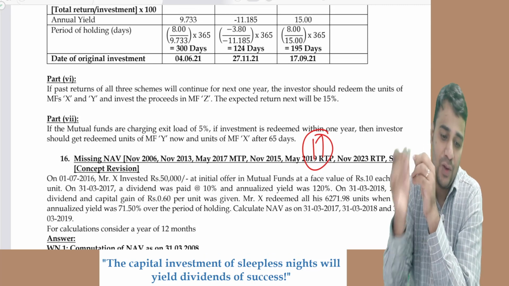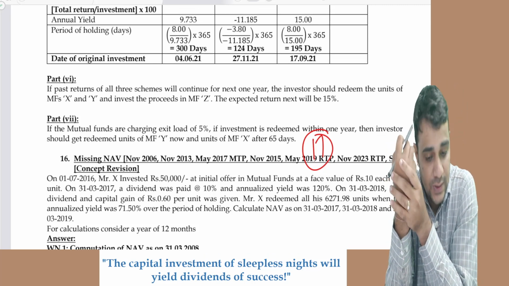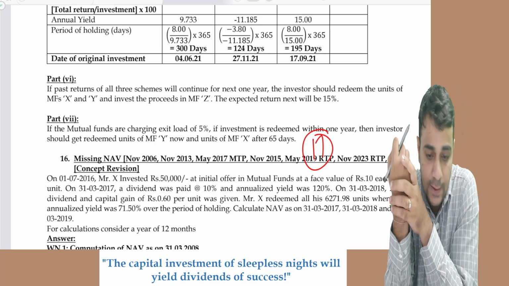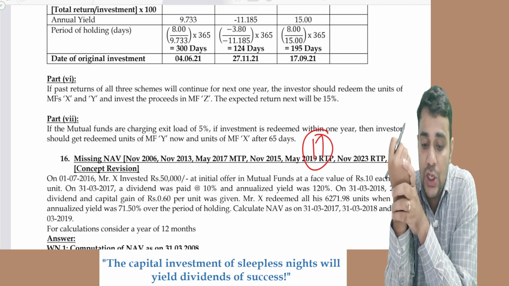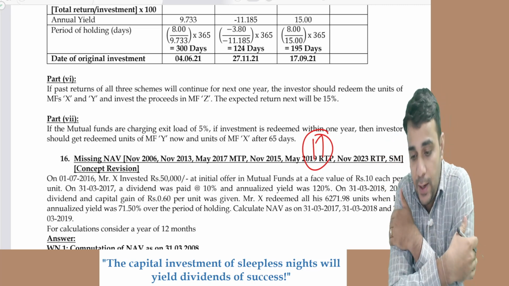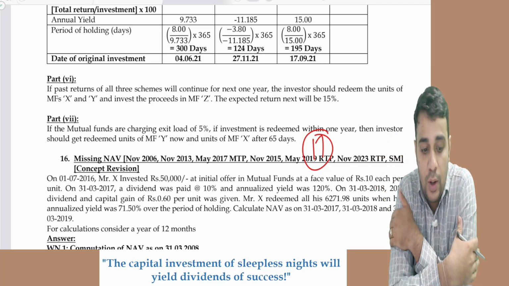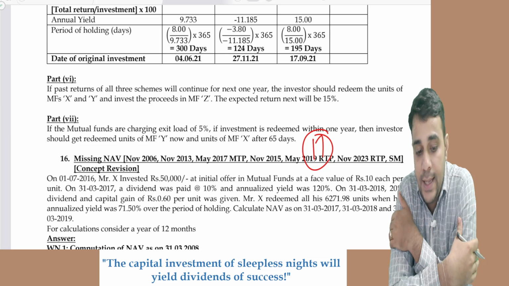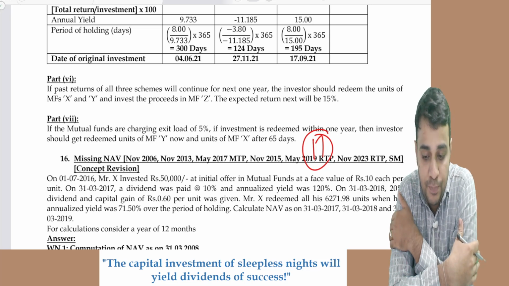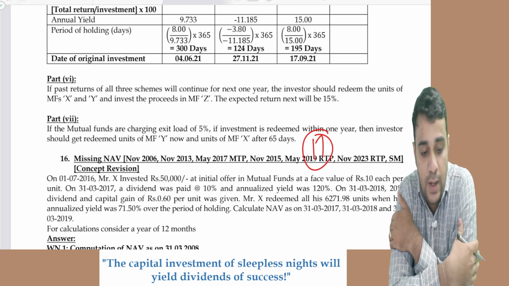Question 16. On 1/7/2016, Mr. X invested 50,000 at initial offer in a mutual fund at a face value of 10 per unit. On 31/3/2017, dividend was paid at 10%. Annualized yield was 120%. On 31/3/2018, 20% dividend and capital gain was given. Mr. X redeemed all his 627198 units when his annualized yield was 71.5% over the period of holding.